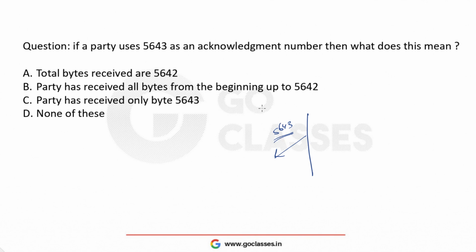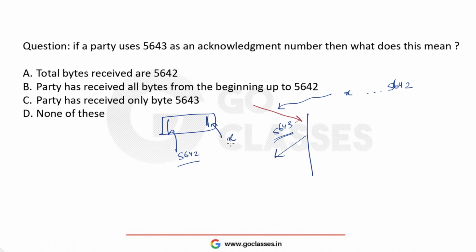Is this true? If you notice, the party must have received some sequence number. I do not know what that sequence number is, maybe X, then X plus something, but finally from X to 5642 it must have received, right? Whatever packet it has just received, the initial byte number might be X and the last byte number will be 5642. That's why it is expecting the next byte to be 5643, right? So they are saying the total bytes received is 5642. That need not be true, because you do not know what the initial sequence number is. If the initial sequence number is, let's suppose, 0 or 1, we can calculate it. So I think this is 1.